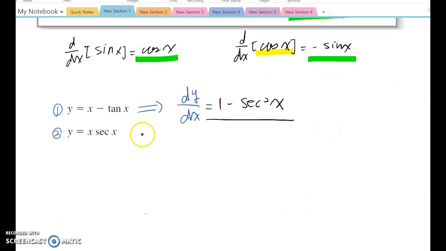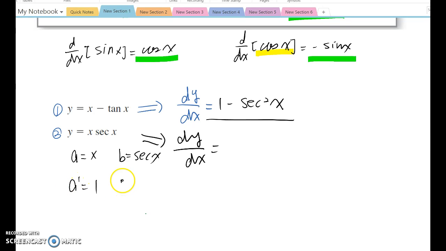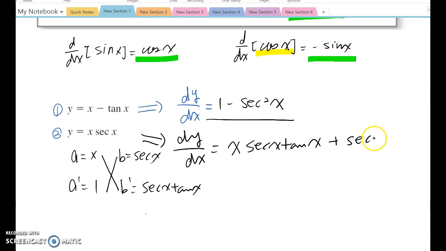Similarly, this one, dy over dx. This will now be x times secant x, so you have to use the product rule. I'm going to put a equal to x, b equal to secant x. So a prime is 1, b prime is secant x tangent x. So you cross multiply and combine them. So it becomes x secant x tangent x plus secant x. That's it. Good.